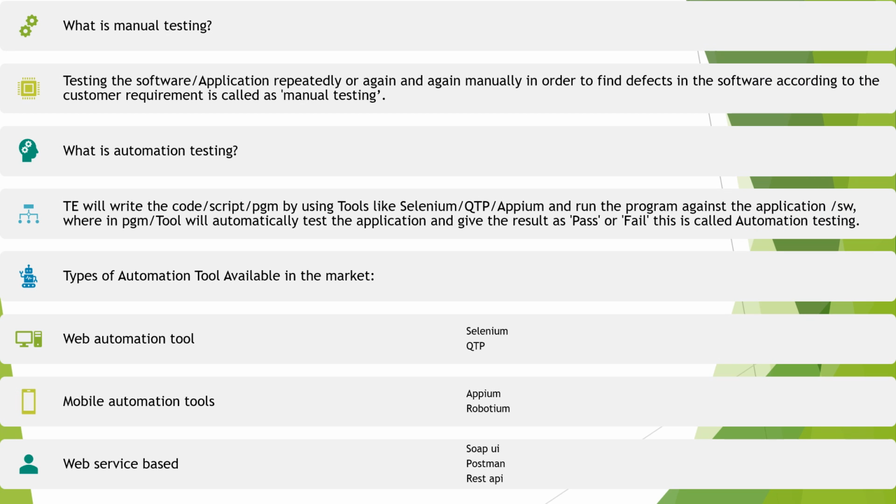Here, guys, there is no need of writing a single line of code. We need to test the software manually, repeatedly, by passing the inputs. Testing the software or application repeatedly, again and again, manually, in order to find the defects in the software according to the customer requirement is called manual testing. This is the perfect definition that you will be learning when you choose the course.